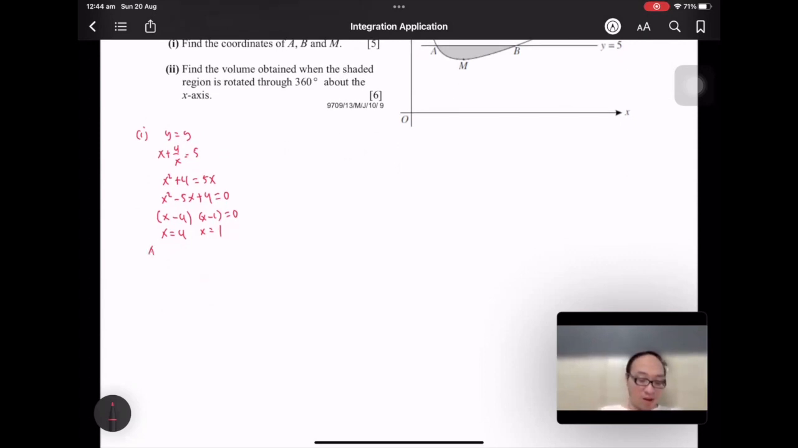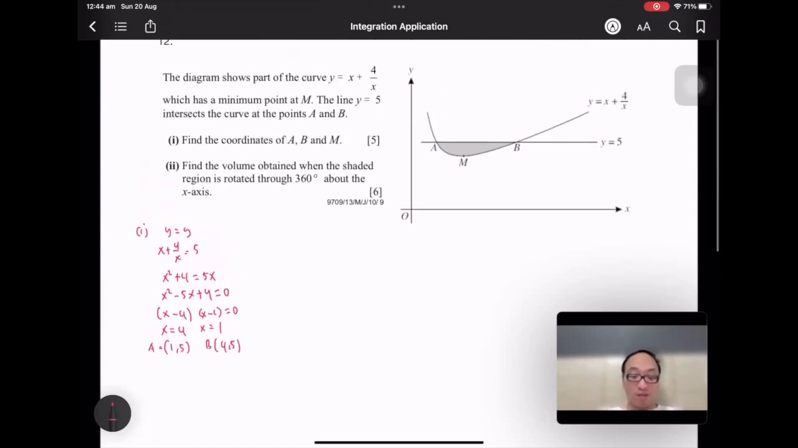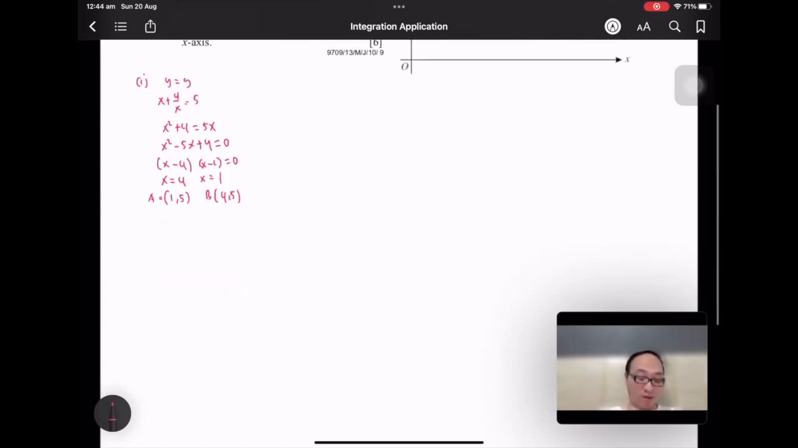So A will be 1, 5. B will be 4, 5. And M is the minimum point, so we have to differentiate the equation. y equals to x plus 4 over x. So dy dx equals to 1 minus 4 over x squared.